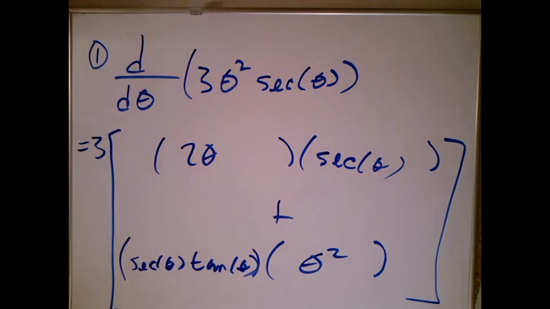Just like that. So we have an example of the quotient rule. We have an example of something using a trig function. I think that's enough for now. If we need more later, we'll add more.